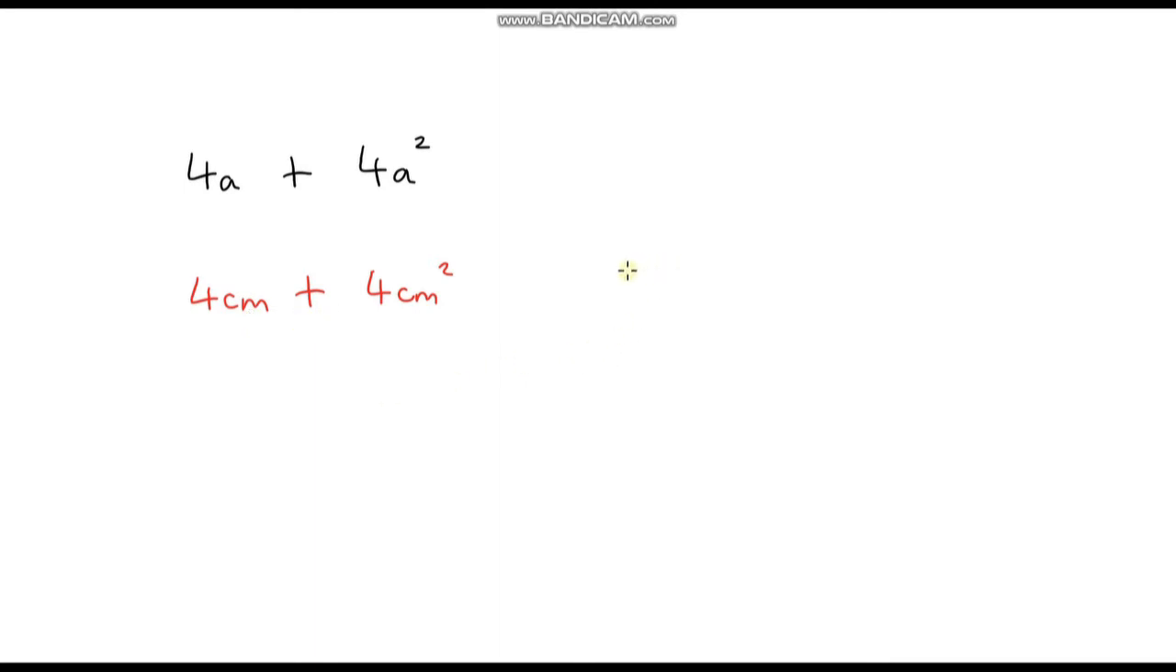Let's just draw a line that is 4 centimetres. And we're going to add on 4 centimetres squared. Well, what would that look like? If we've got something that's 4 centimetres squared, we could draw a 2 by 2 square, which is 4 centimetres squared. So this is 2 centimetres times 2 centimetres, which gives us 4 centimetres squared.